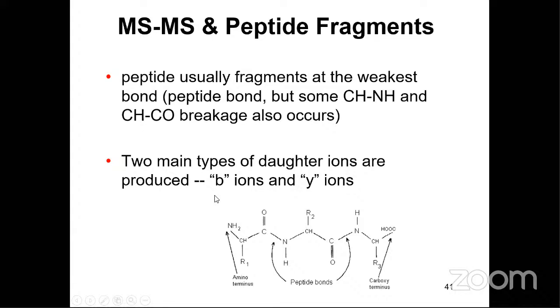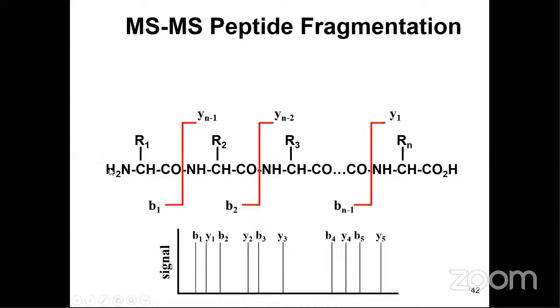When we break the peptide bond, we get two types of ions, called B ions and Y ions. We will look at that in more detail. If you take a typical peptide like this and there is a break in the bond here, this portion will be seen in the mass spec. This is called the Y ion, on the right-hand side. The portion on the left-hand side is called the B ion. When I break the peptide here, I get a small B ion and a very large Y ion.